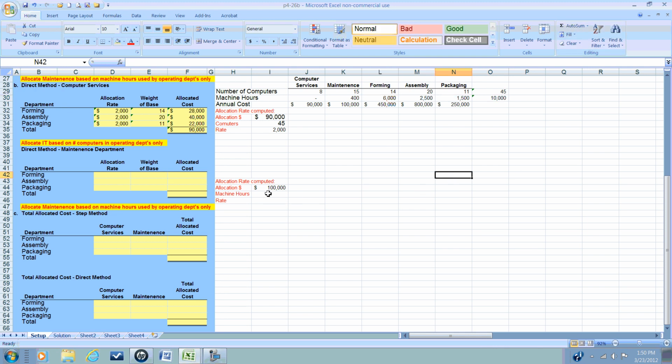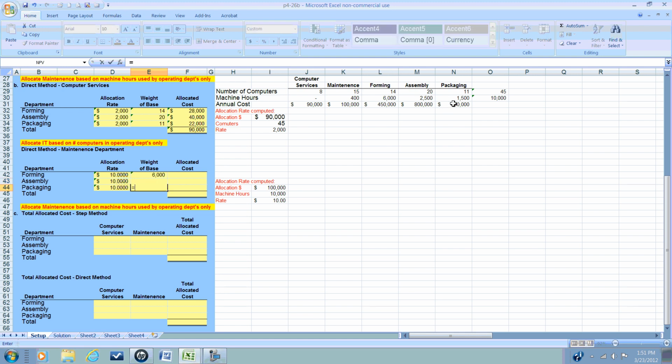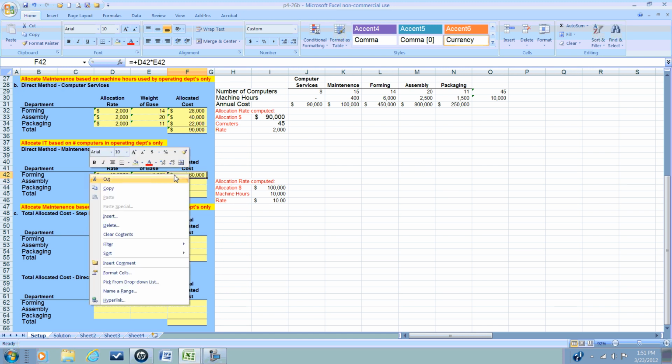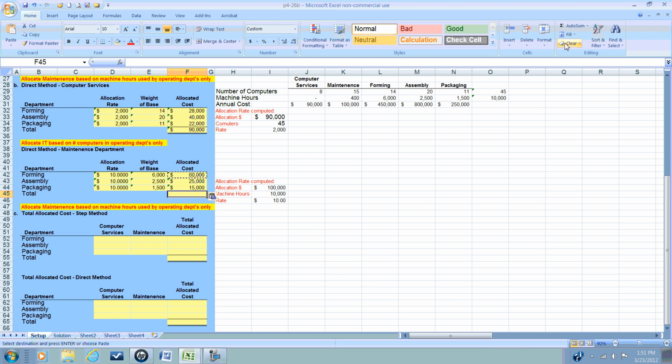So they're going to have a total of 10,000 hours. Our allocation rate is going to be our cost divided by our basis, the total number of machine hours, and our rate is $10 per hour. So now we're going to take our allocation rate and apply it in our worksheet. For all the departments, the allocation rate is the same. Next, for the weight, we're going to use the machine hours by each of the departments. And again, our allocated cost is our rate times our base. And again, we know we've got this correct. If we total up the allocated cost, then it equals the amount of cost that we began wanting to allocate.